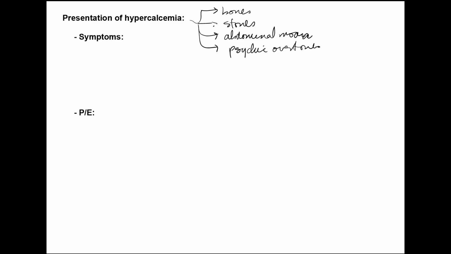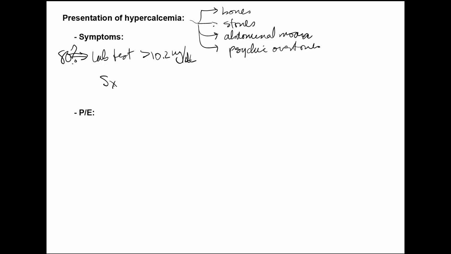The presentation of hypercalcemia is well captured by the medical school mnemonic of bones, stones, abdominal moans, with psychic overtones. In clinical practice, however, the commonest cause of a hypercalcemia is going to be as a lab test, in which the calcium is greater than the usual lab reference range of 10.2 milligrams per deciliter. This is found in 80% of hypercalcemic cases in America.